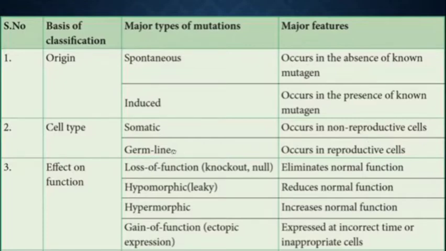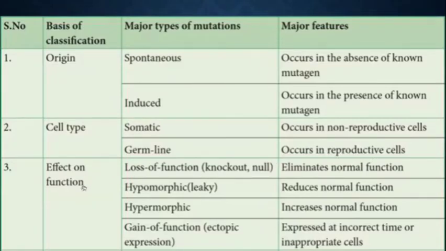Then germline cell. Germline cell means it occurs in reproductive cells, the gamete cells, the gonads. This is the cell type, somatic and germline. Somatic cell is a non-reproductive cell. Germline occurs in reproductive cell.